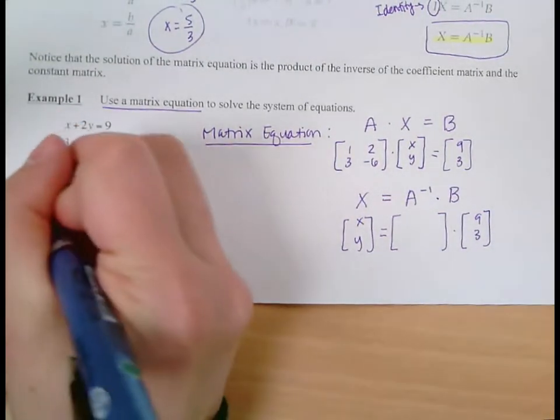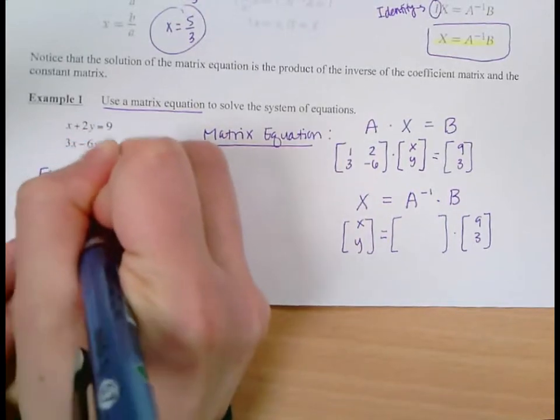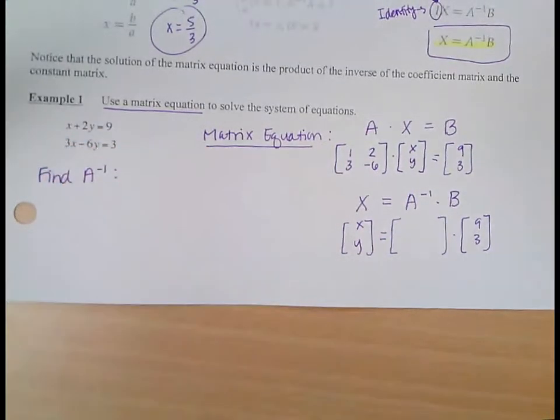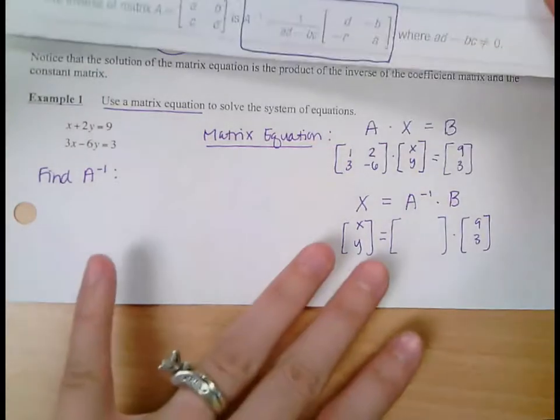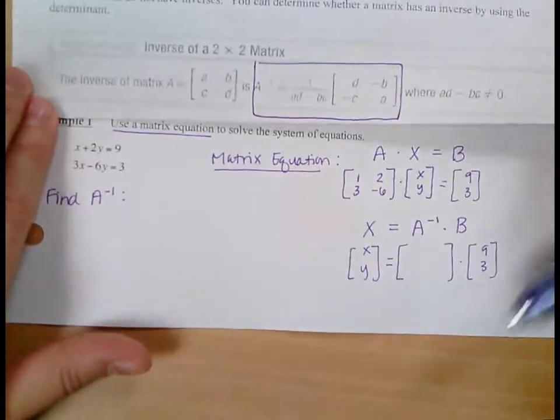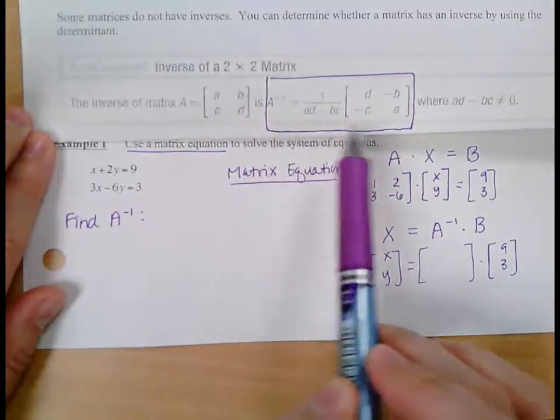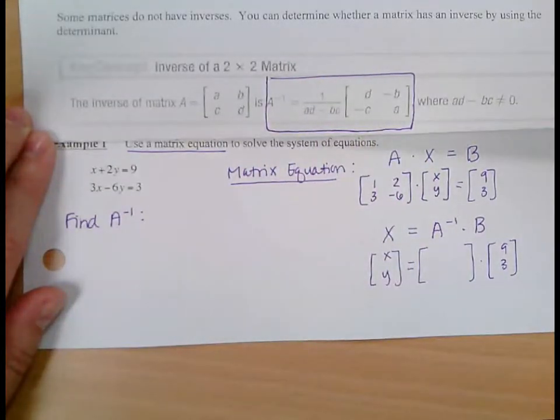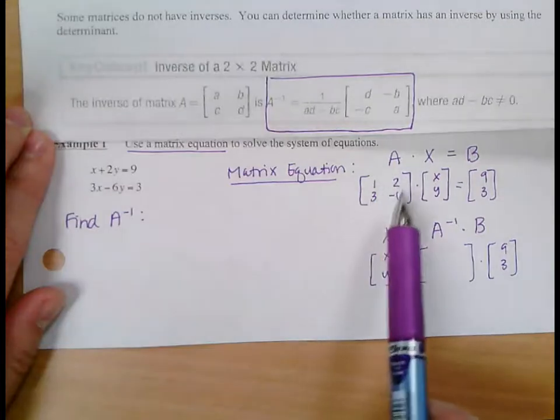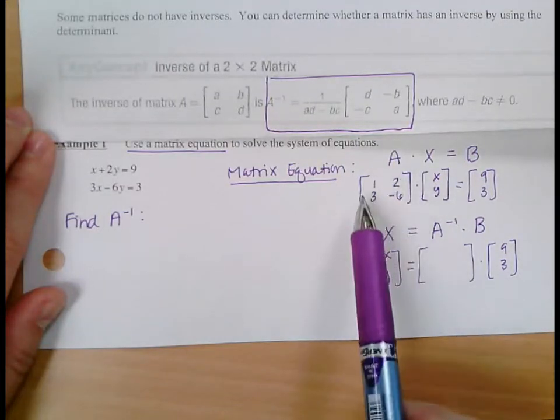So off to the side here, I'm going to show the work for finding A inverse, and this is where, if you have your sheet, I mean, I'll show it for this example, but as you're working through problems, you may want this out. So I have the formula that you'll be given for how to find the inverse of a 2 by 2 matrix, and we have our matrix A right here, the 1, 2, 3, negative 6.